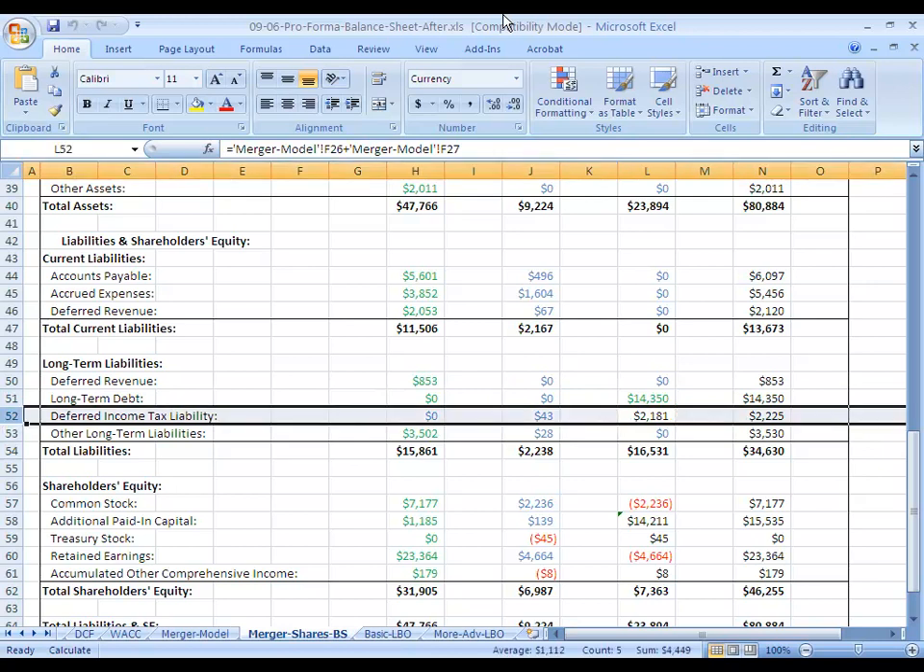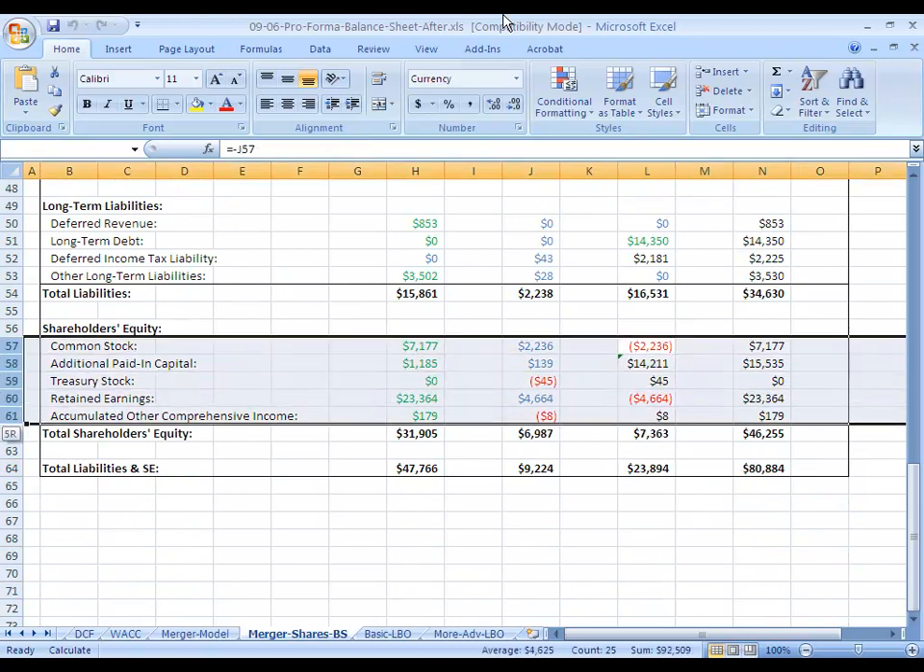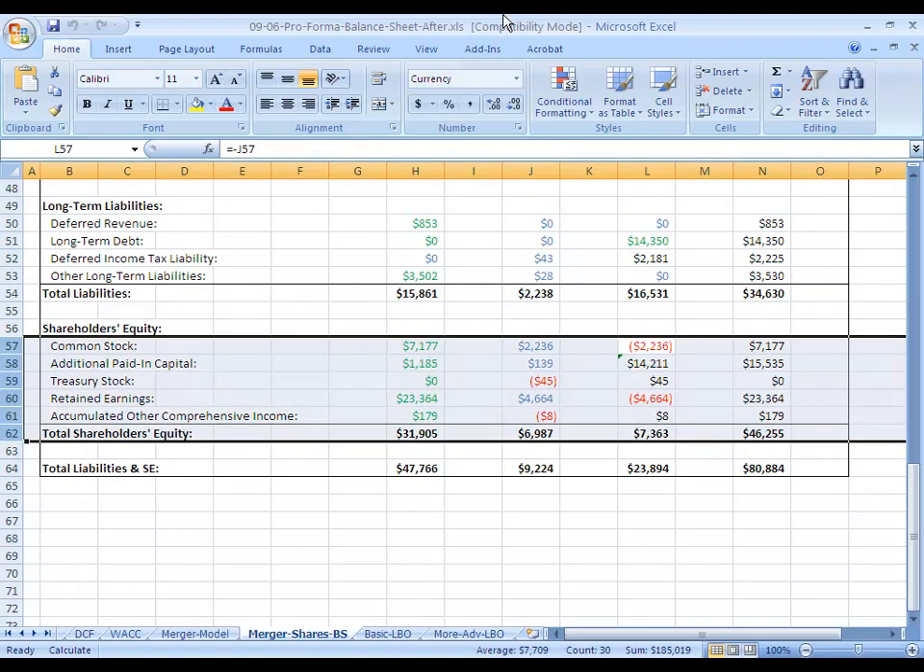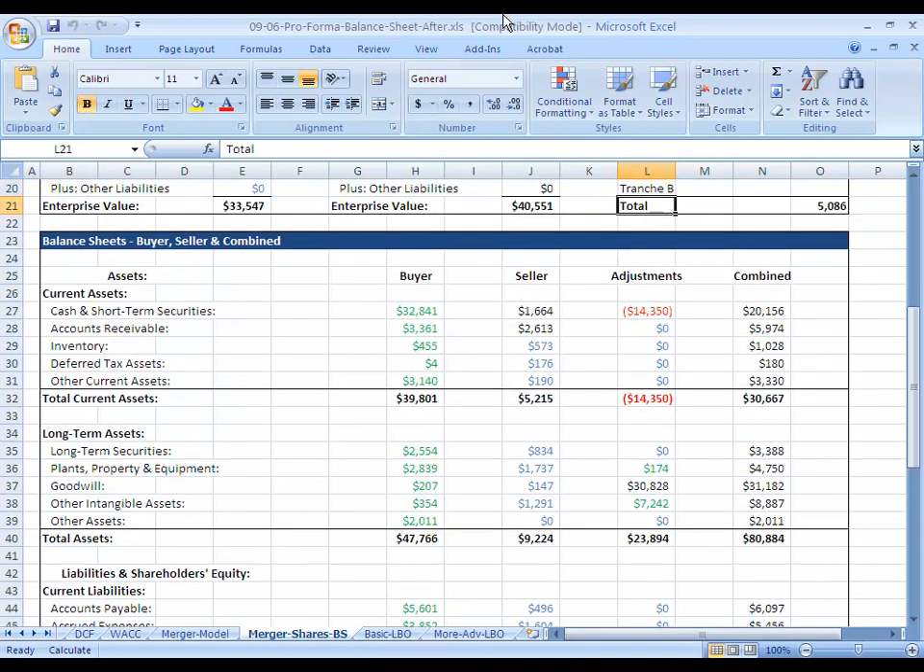And then under shareholders' equity, we're still going to be wiping out the seller's shareholders' equity and replacing it with something else. So all those concepts are still going to apply in this case, but the way that we're actually going to make the adjustments is a bit more sophisticated and adheres more closely to standard accounting practice with balance sheets.